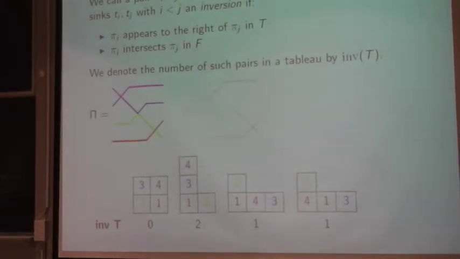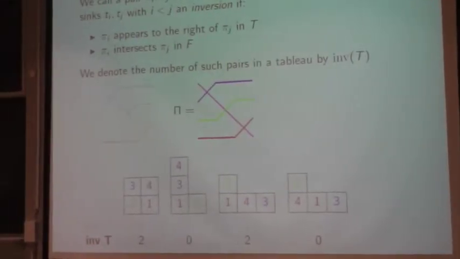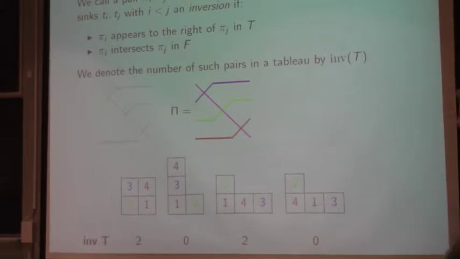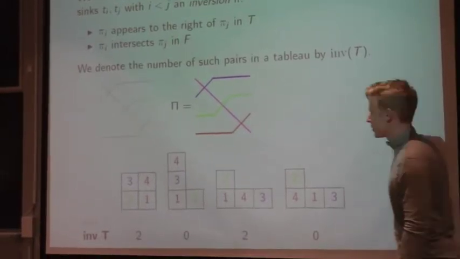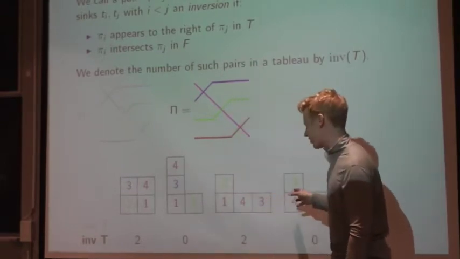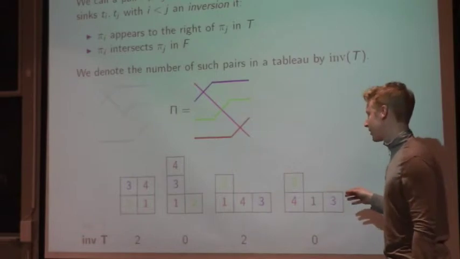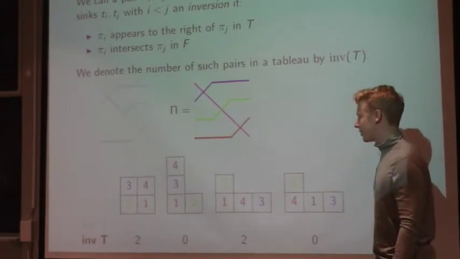So a few more examples here. I have another planar network and some more tableau, which I again labeled by their sources. I labeled all the paths by their sources. And I just wanted to emphasize by this example that the sources don't determine the inversions.